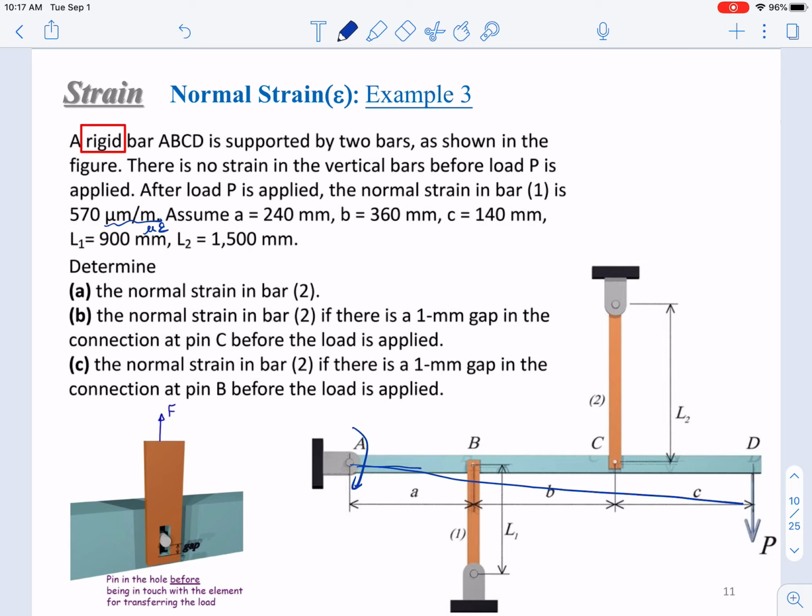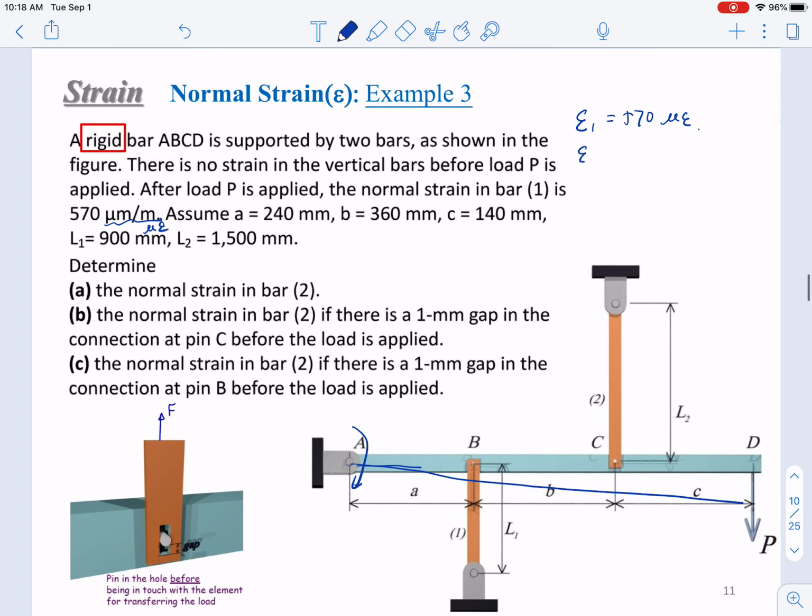And the second condition, apart from the dimensions, is that we only know the normal strain of bar 1 is 570 microstrain. This is the only condition we know. So how can we find the normal strain of bar 2?